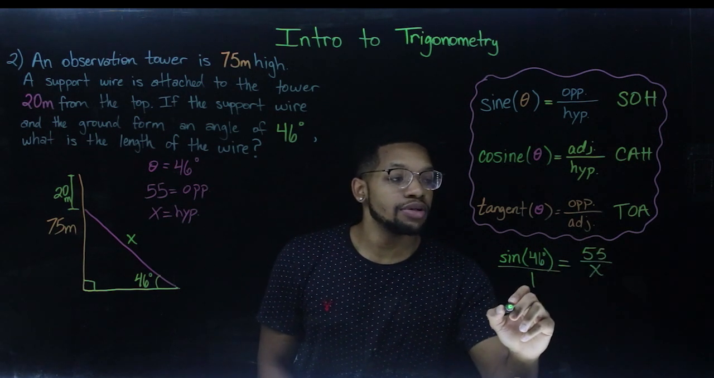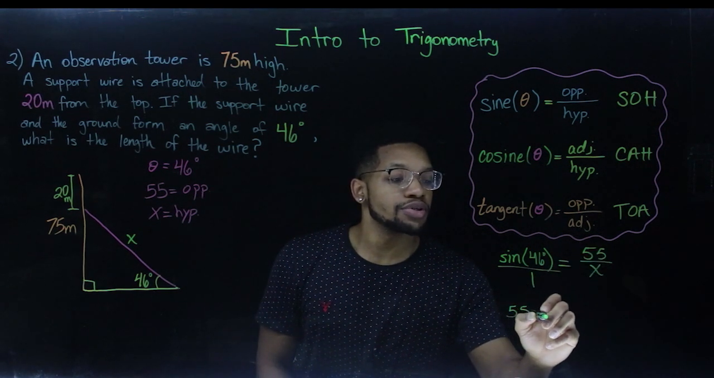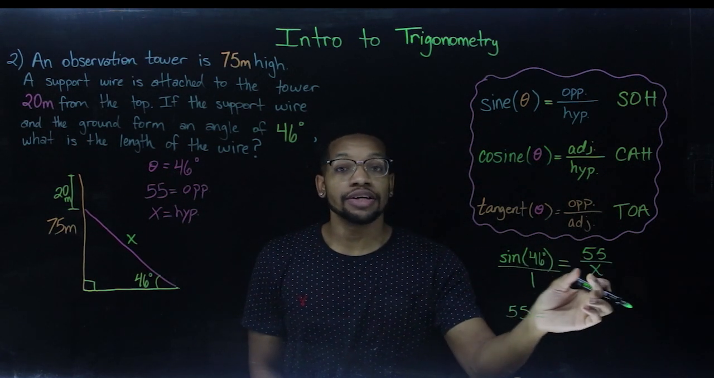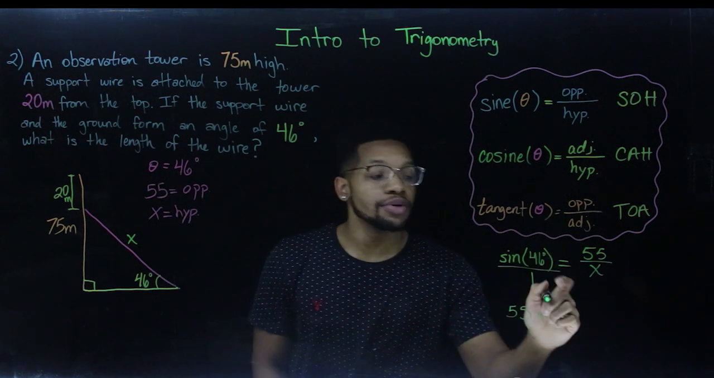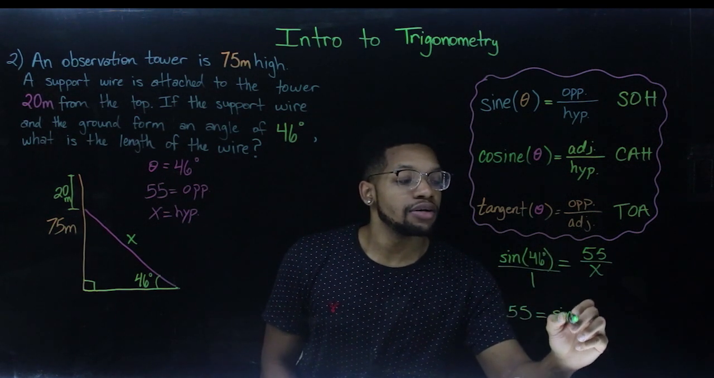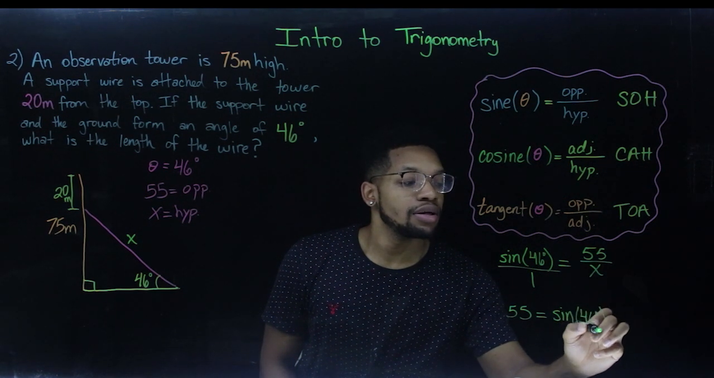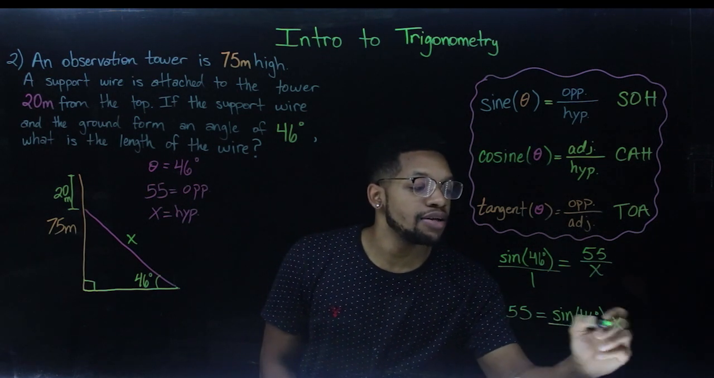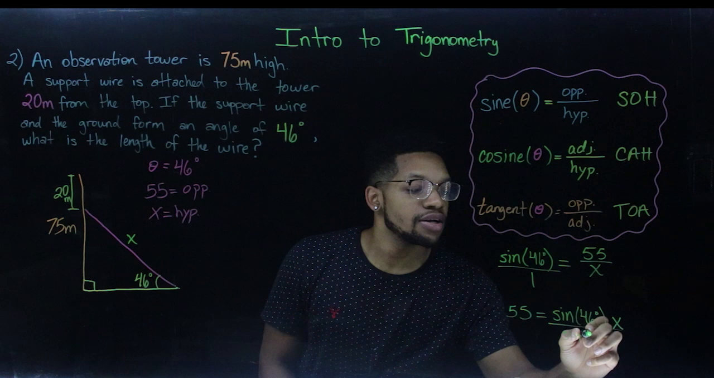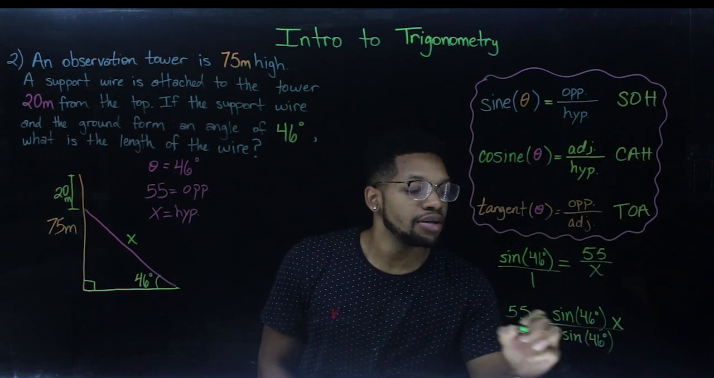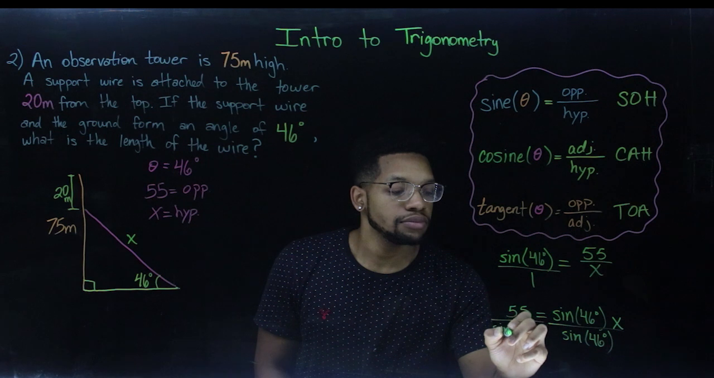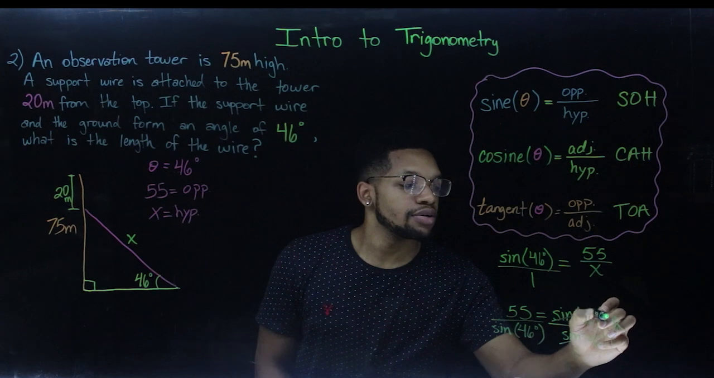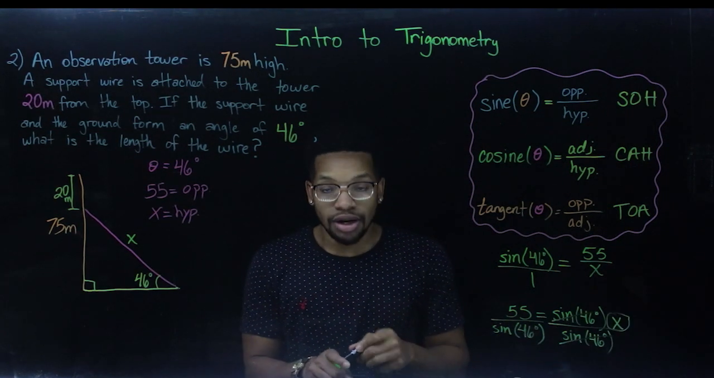So 55 times 1 is 55 equals, now again, a lot of people might instinctively put 46x, but remember, it's a whole function, sine of 46 degrees times x. All right, so we're trying to get x by itself, so all you do is divide by sine of 46 on both sides, calculate it, and then we're done. So, you know, those cancel out. X is by itself, which is what we want. Now all we got to do is calculate.